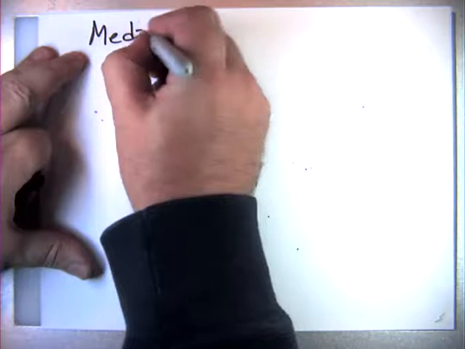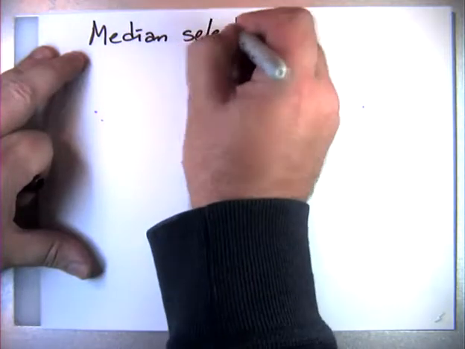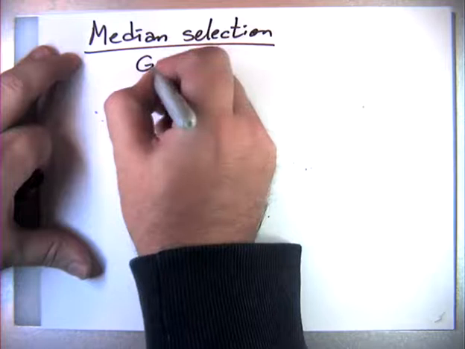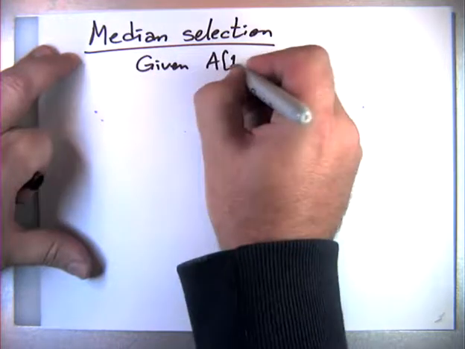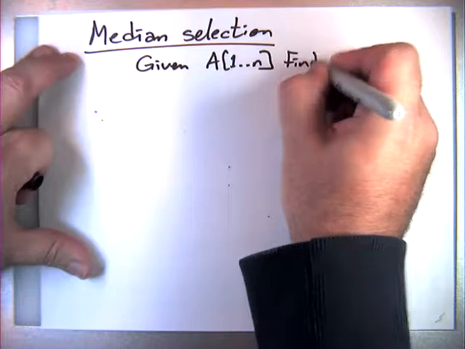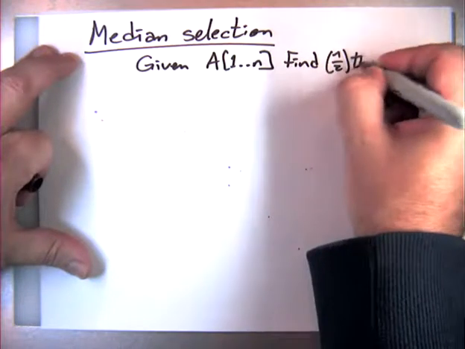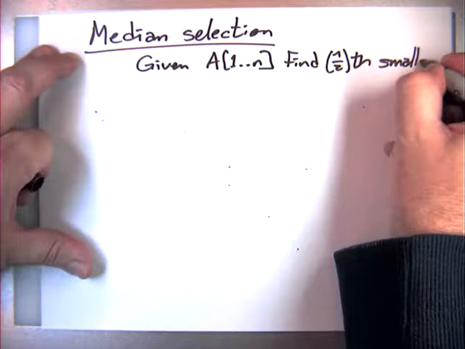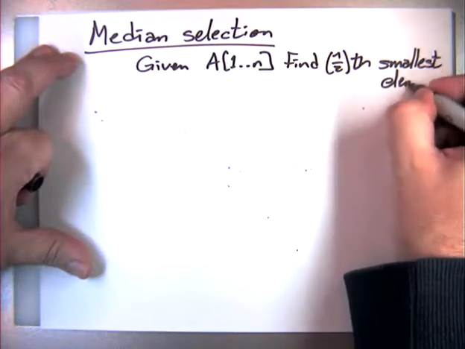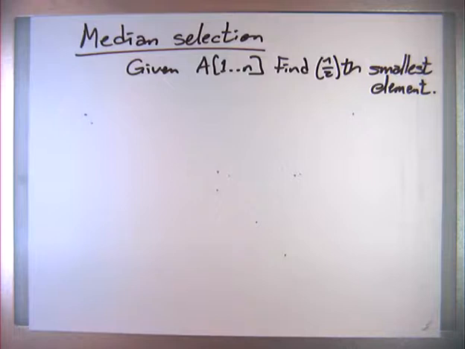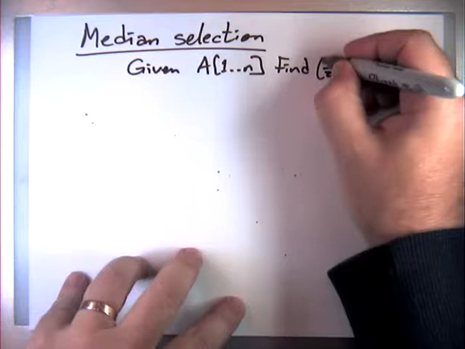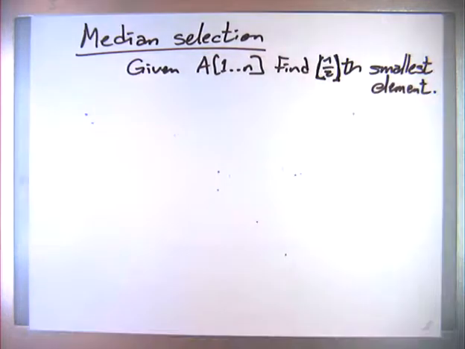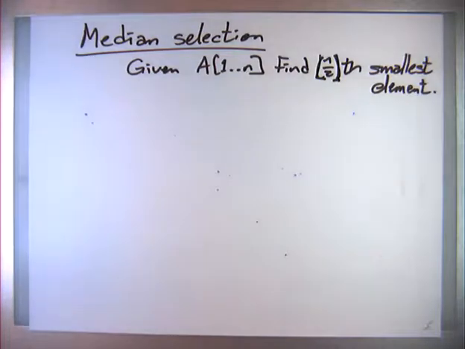Now, this is called median selection. Given an array from 1 to n, find, and I want to be specific about what I mean, I want to find the element whose rank is, let's say, floor of n over 2. Okay, in case n is odd.